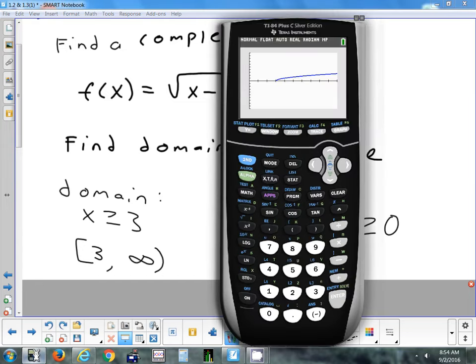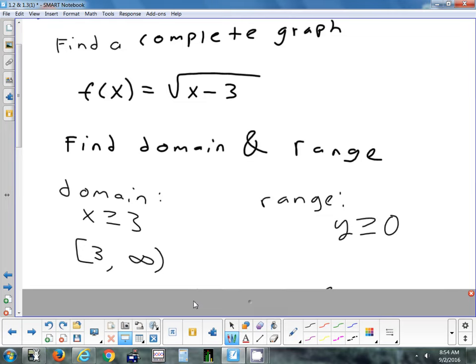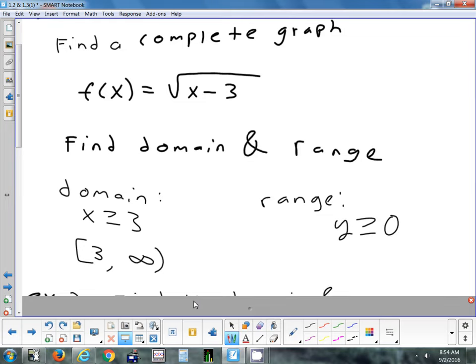Think about what happens when you plug bigger and bigger numbers in for x, like 1 million. 1 million minus 3, take the square root of it. 10 million minus 3, take the square root of it. The square root's just going to get bigger and bigger and never stop going up. Anybody think they could tell me how to write the range in interval notation?